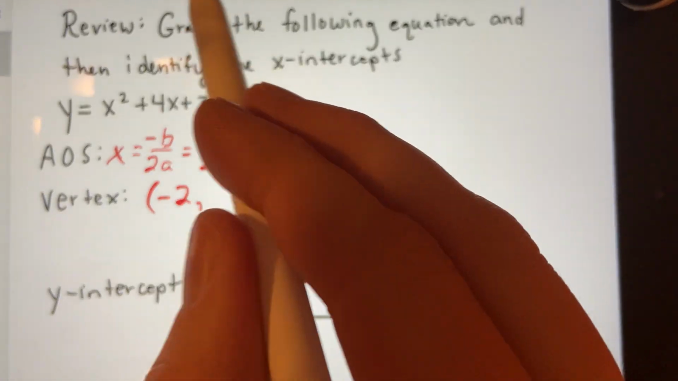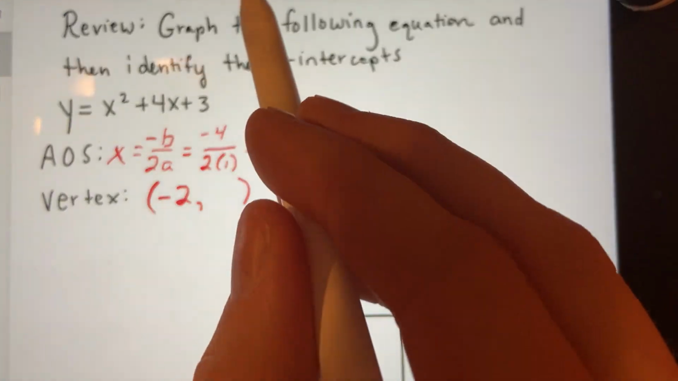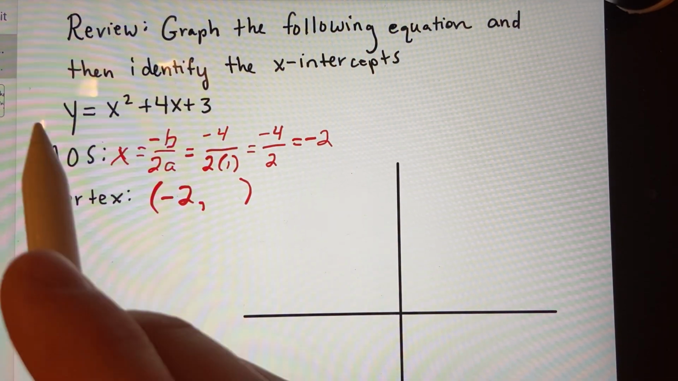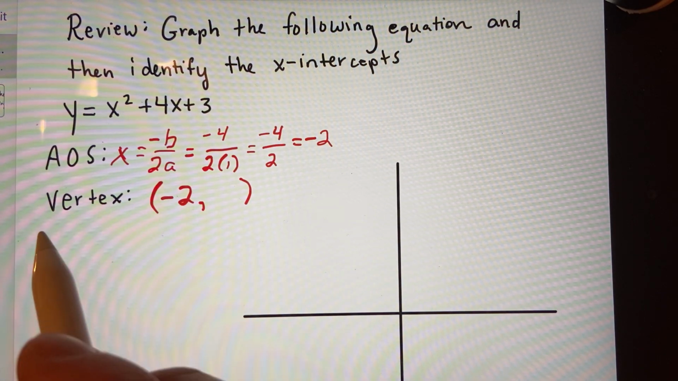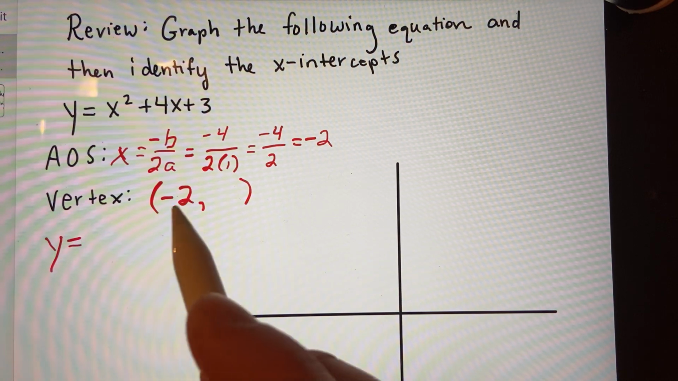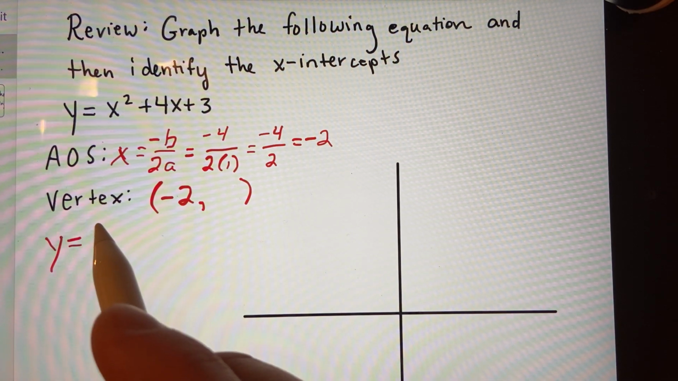I don't think I'm going to have enough room there. Let me erase that. Okay, so to figure out the y-coordinate of the vertex, we'll go back to our equation. Y equals x squared plus 4x plus 3. And we're going to take out the x and replace with negative 2.